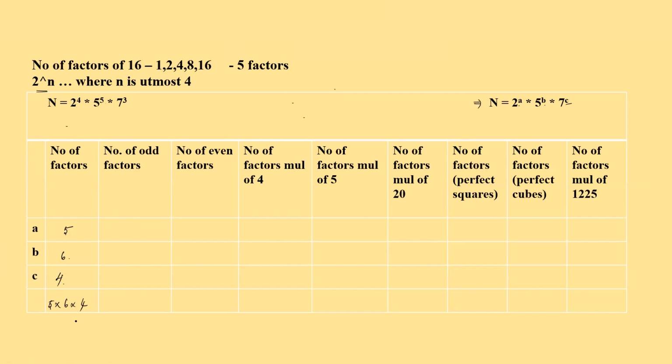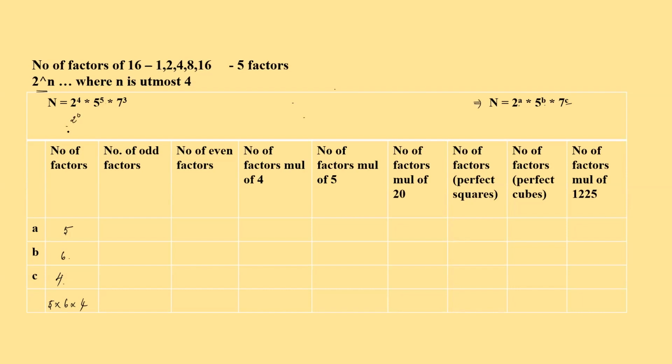Now, let's go to the second thing: figuring out the number of odd factors, how many odd factors there are. What is an odd number? A number which is not divisible by 2. So the number should not be divisible by 2, which means there should be no 2's inside. But can I take 2 power 0?